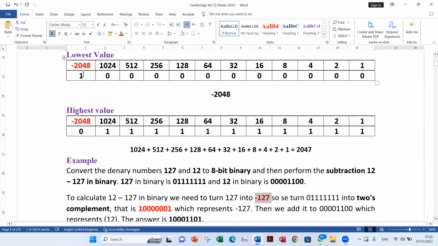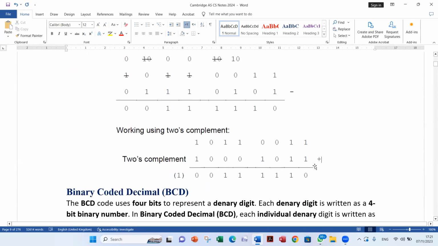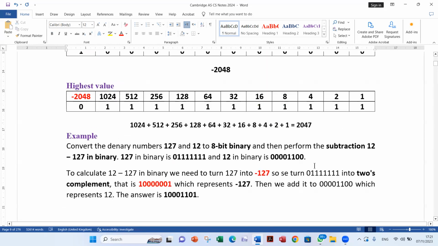And guess what? Then we may add the 12 plus negative 127. It is that we add this value to that value. The answer should be this. I will leave you for a moment. When you do this, see, here is the addition, but I don't want to show it to you. Please be responsible and do it yourself.